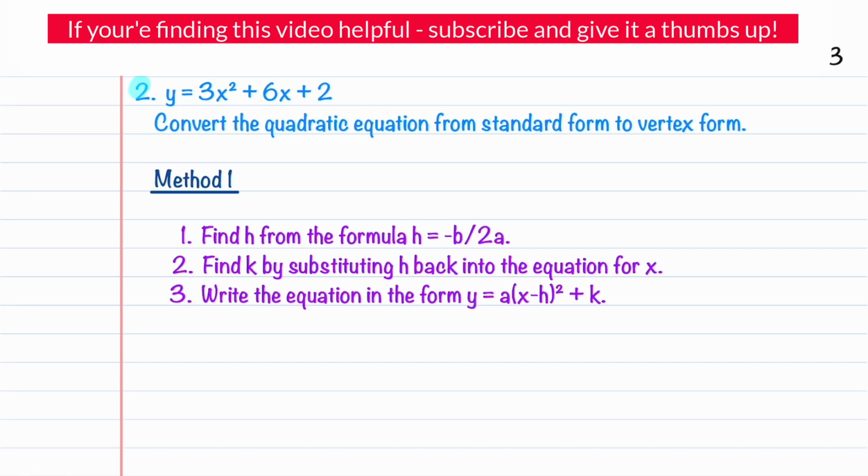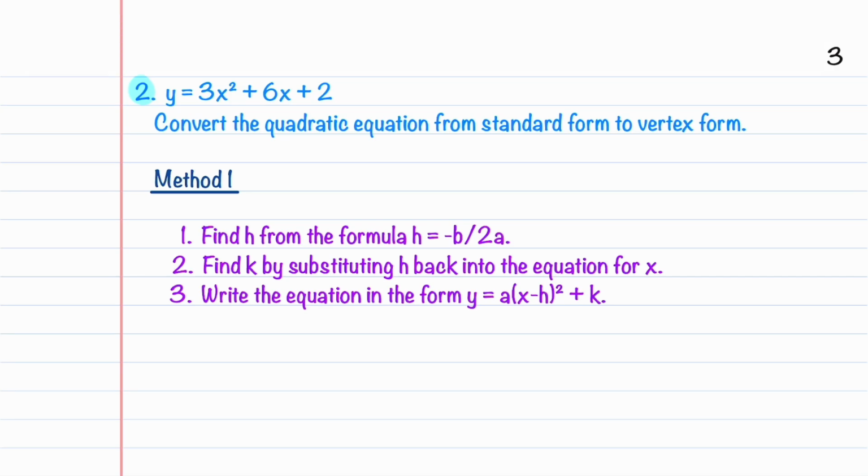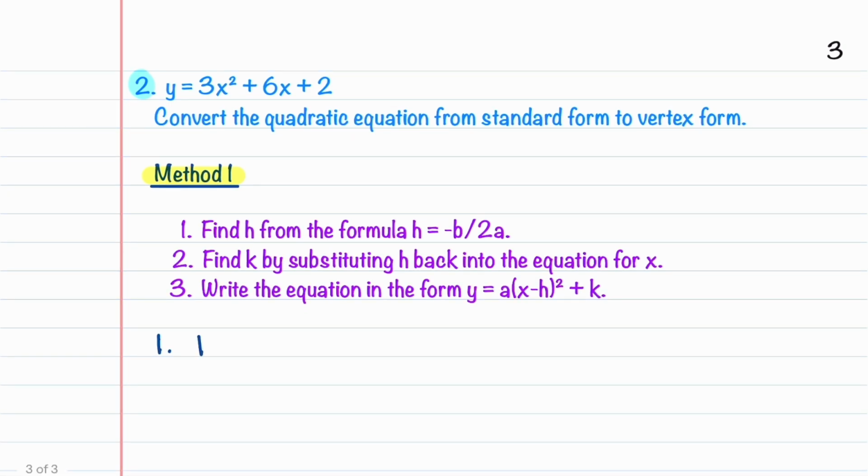In our second example, we are going to convert our quadratic equation from this standard form to vertex form. Let's start with our first method. That's the one where we're going to use the formula. Our first step is to find h. That's the x value of our vertex. Our h is minus b over 2a.